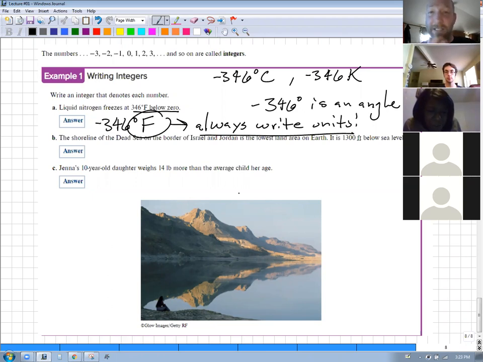All right, the shoreline of the Dead Sea on the border of Israel and Jordan is the lowest land area on Earth. It is 1,300 feet below sea level. So 1,300 feet below sea level. This is feet here, right? It would be a negative.